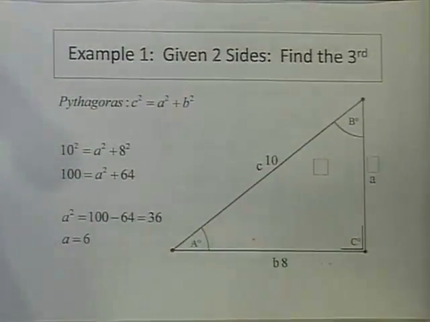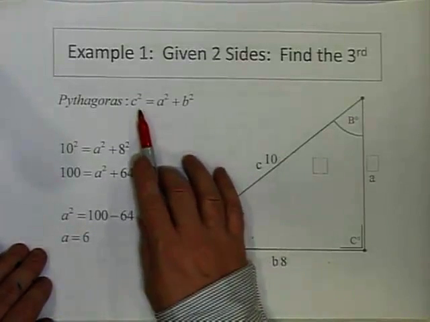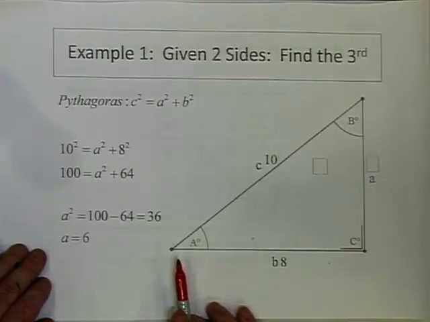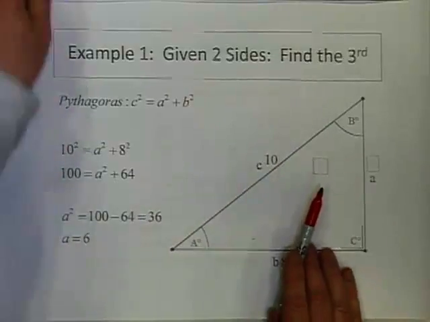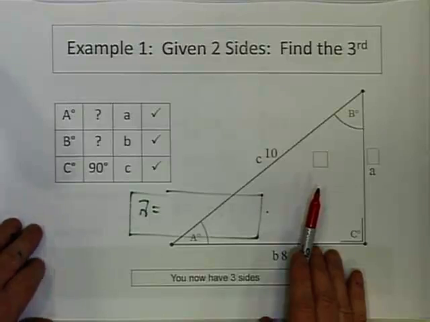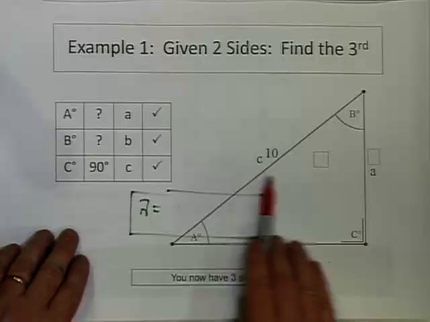So let's look at Pythagoras now. Here's a question. C squared is equal to A squared plus B squared. How do we actually figure out that? The question is, find the 3rd. So if we look at it, we can say we know 2 of the sides.